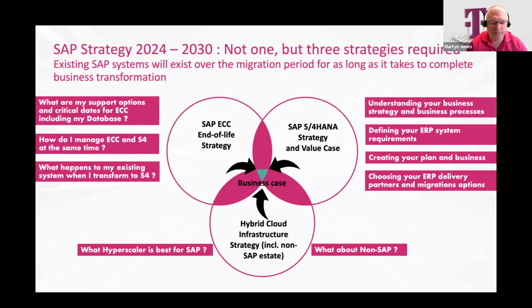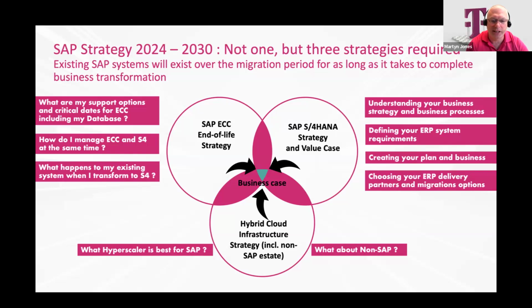We know that most customers don't really want to look at this until 2027, but there are lots of pre-steps which can be helpful along the way to really enhance that value case and also be more cost effective in how it's delivered. The other part of this as well is what hyperscaler do you use for SAP?